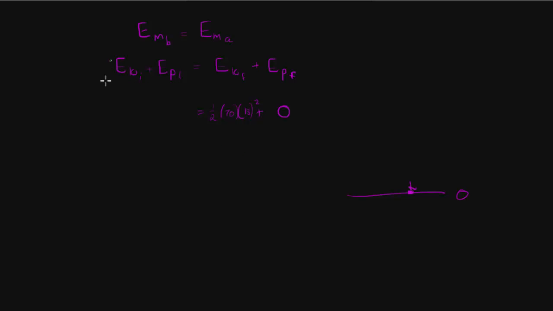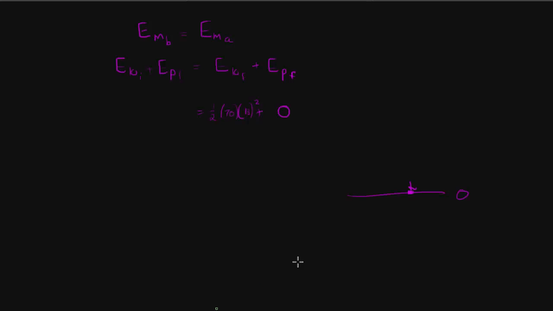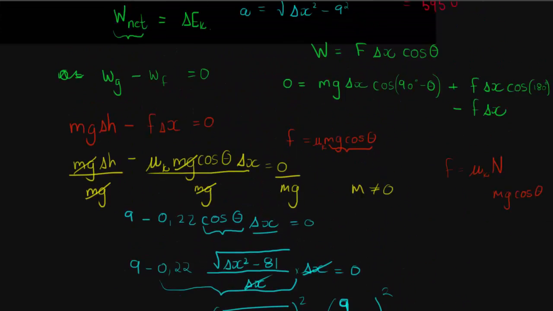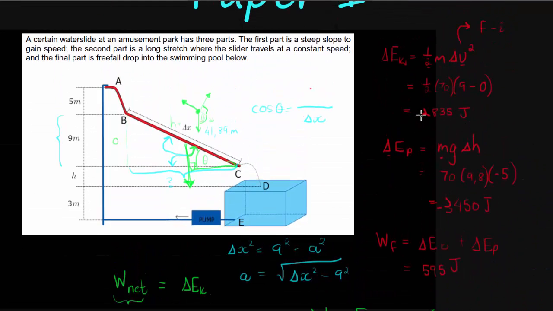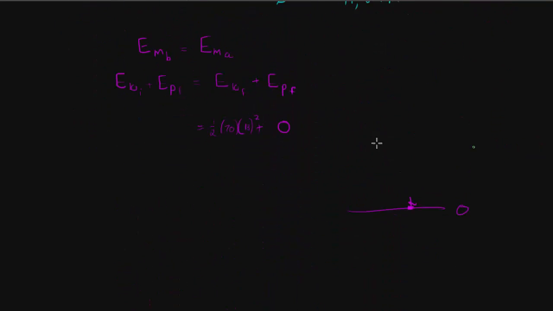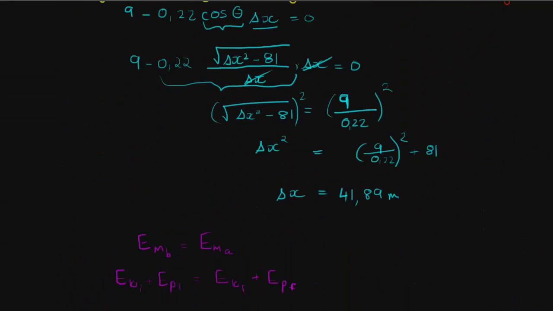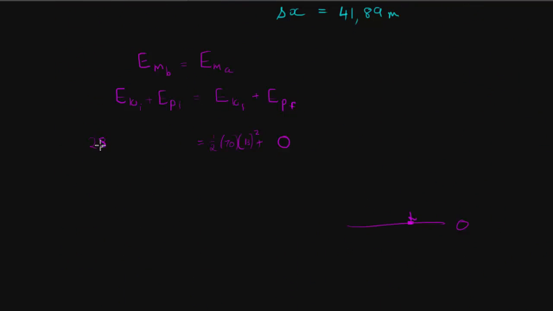Initial kinetic energy, well, we calculated the kinetic energy he will have, the final kinetic energy, we calculated it here, there. So we can just substitute that. 2835, or you could have calculated by saying 1/2 times 70.